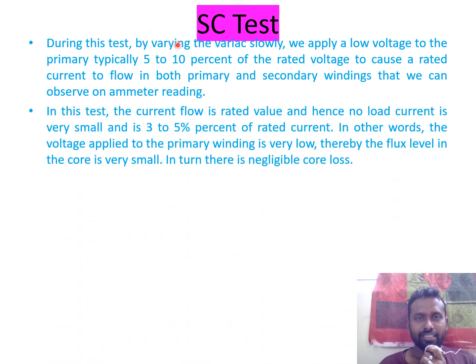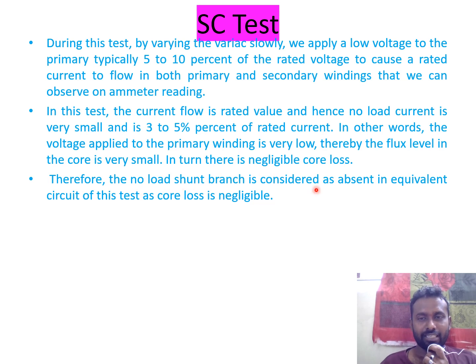Now during this test, the current is rated and hence the no load current is very small, 3 to 5% of the rated current. In other words, the voltage applied to the primary winding is very low, thereby the flux in the core is very small. In turn, there is a negligible core loss. That means the core losses or iron losses that we measured using the OC test are negligible here. So we only consider the reading of the wattmeter as the copper losses, not as the core losses.